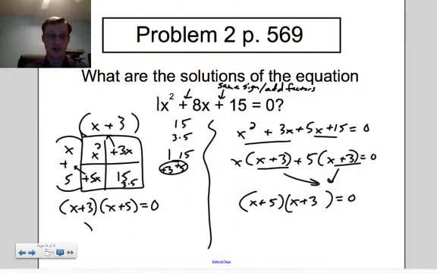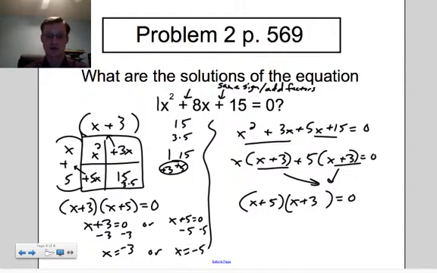And then we set each one equal to 0. x + 3 = 0, or x + 5 = 0. Subtract 3, x = -3, or subtract 5 from both sides, x = -5. And I don't think we need to do the same thing here. It will be the same process.